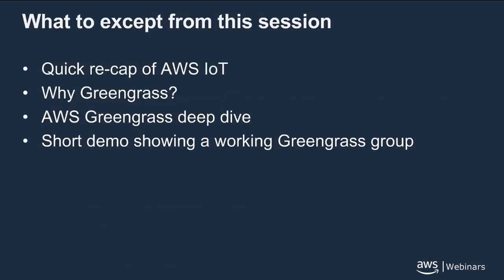In this session, we're going to do a quick recap of AWS IoT so that we can level set and make sure that everybody follows along with the talk. We're then going to look at why you need Greengrass, what it is, and why we decided to build it. We're going to do a Greengrass deep dive. This is a very technical deep dive looking at all the different components and helping you set up a Greengrass group. And then we're going to have a short demo actually showing a working Greengrass group.